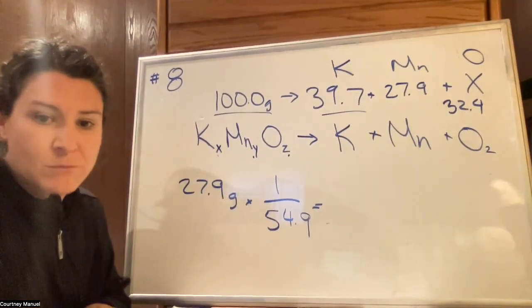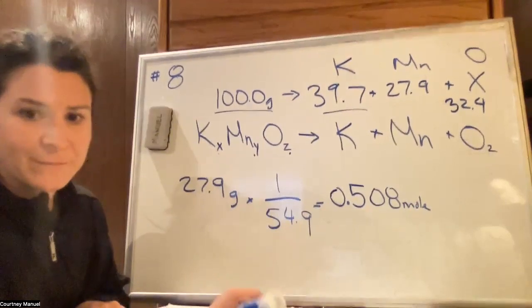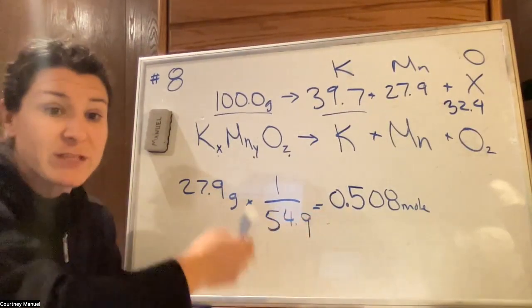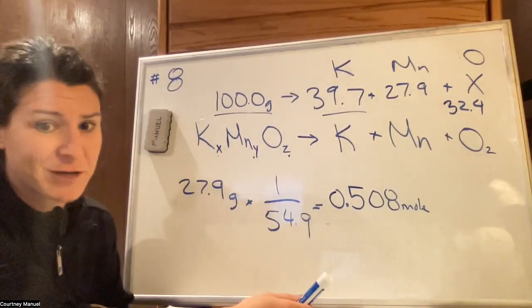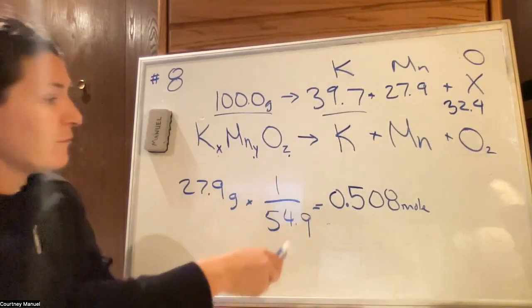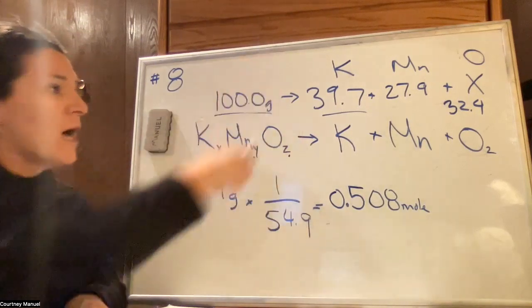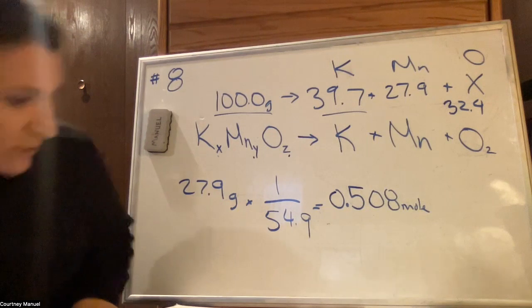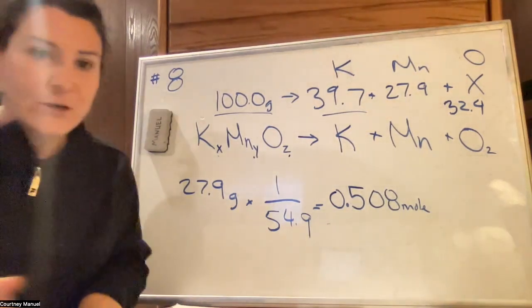Oops. Okay. I said 2. I meant that there's 2 of these in here, which gives us a 0.5. That's why it's nice just to put it in your calculator. So we have 0.508 moles of manganese, and we just have oxygen left to do, and then we're good to go.